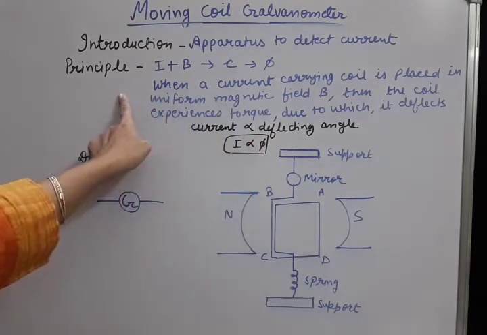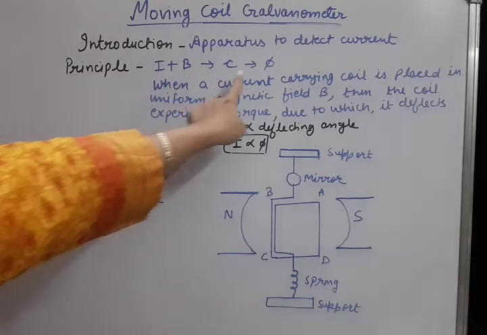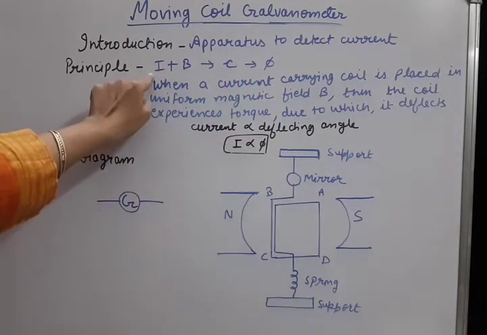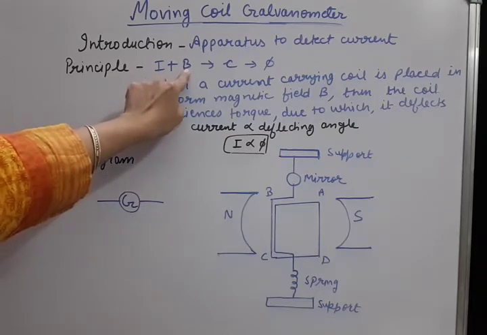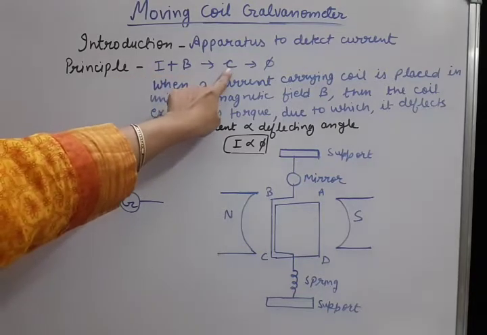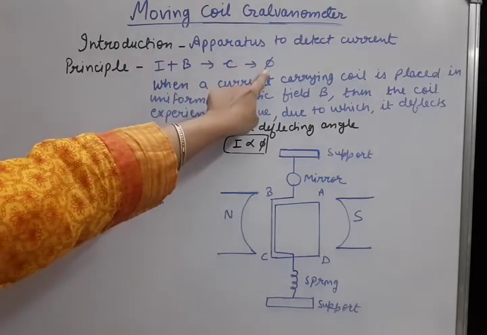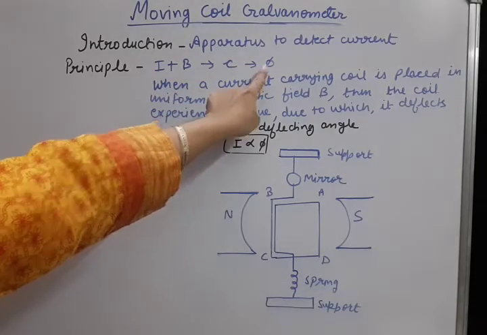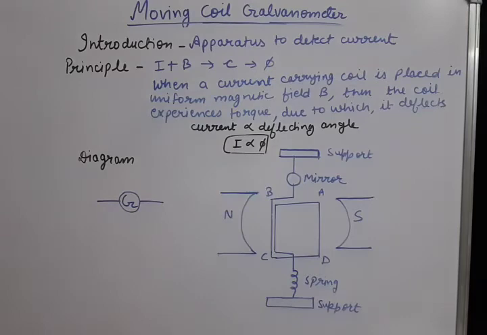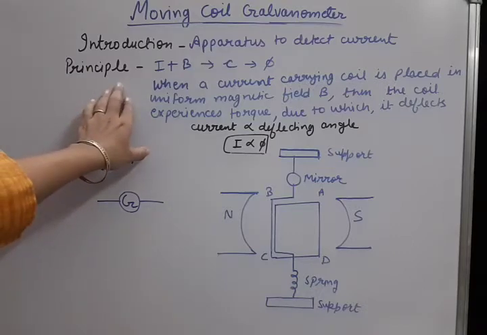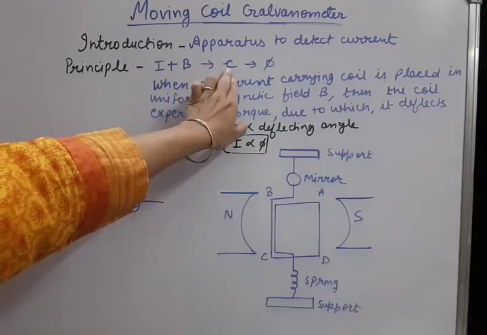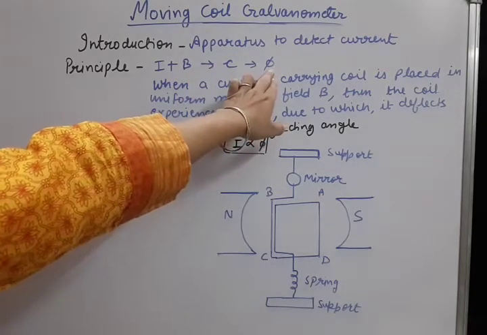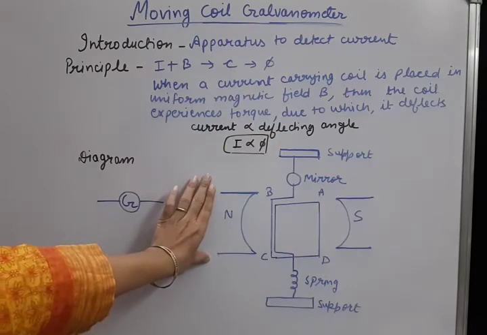I'll just repeat the statement with the help of this equation. When a current carrying coil is placed in magnetic field B, it experiences a torque, due to which it deflects, and I and phi are proportional to each other. In this simple manner we will learn the principle of the moving coil galvanometer. Now to understand its actual working, from where the torque came and how it deflected, we need to understand it with the help of this diagram.